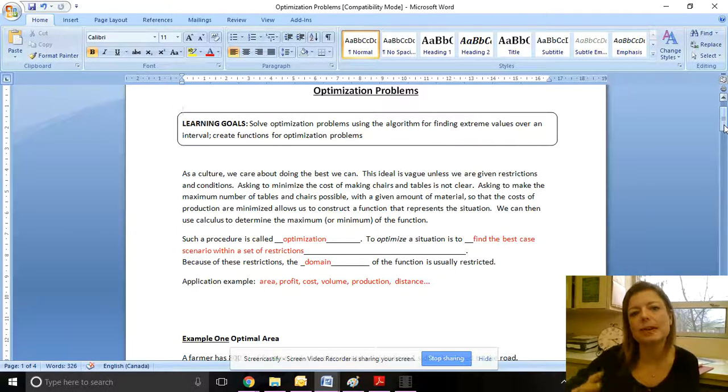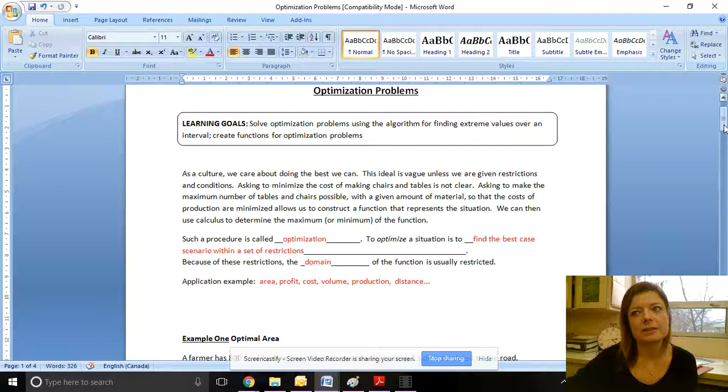So that's where your extreme values algorithm comes in, because in all of these questions, you will be given a set of restrictions. So basically, then you'll go through the same process. You'll find a function, you'll find its derivative, you'll set it equal to 0, and then you'll solve for that, and then see if that gives you your extreme value or if the endpoints on the intervals do.